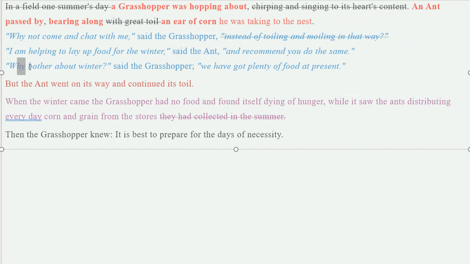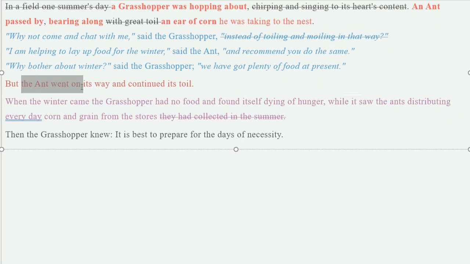Anyway, the grasshopper says, and that's all, I kept all the words here because I couldn't see anything that we could remove. Why bother about winter, said the grasshopper. We have got plenty of food at present. So now we know definitely, even though we have removed the summer, it's happening in summer, but we had to deduce it, right? So once we remove the summer from here, the reader is not sure when it was happening and has to do a little bit of work. This makes it hard on the reader.